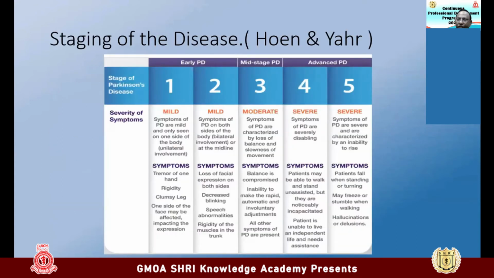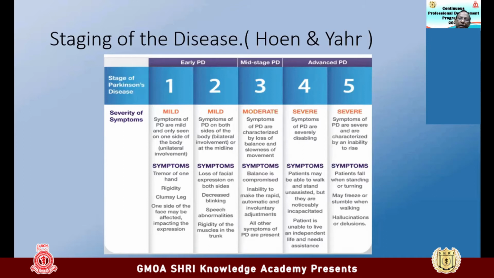Then comes the staging of the disease. This is called the Hoehn and Yahr staging. In short, I'm not going to discuss it in detail. What I want to show you is that when you start to diagnose Parkinson's patients, you can put them onto a staging system. This is very important when it comes to rehabilitation. So it starts from stage 1 to 5. Simply, stage 1 is a very mild disease, where symptoms are present only on one side. That is only unilateral, right?